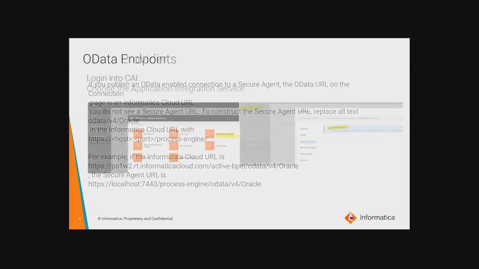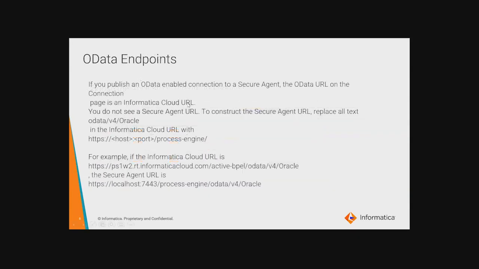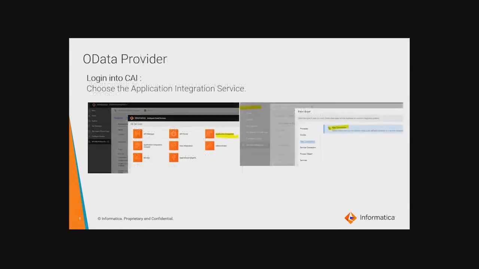Next, log into CAI in order to create a JDBC connection. You have to log into the IDMC platform. There is a microservice available, Application Integration, that can be accessed from there. Once you log in, you have to click on New.